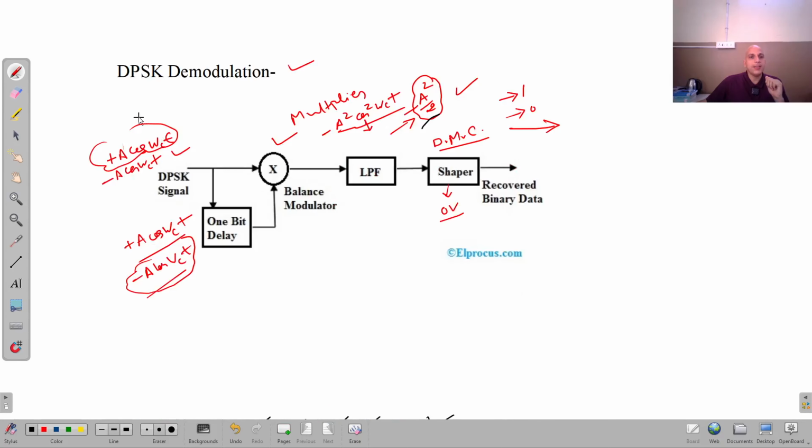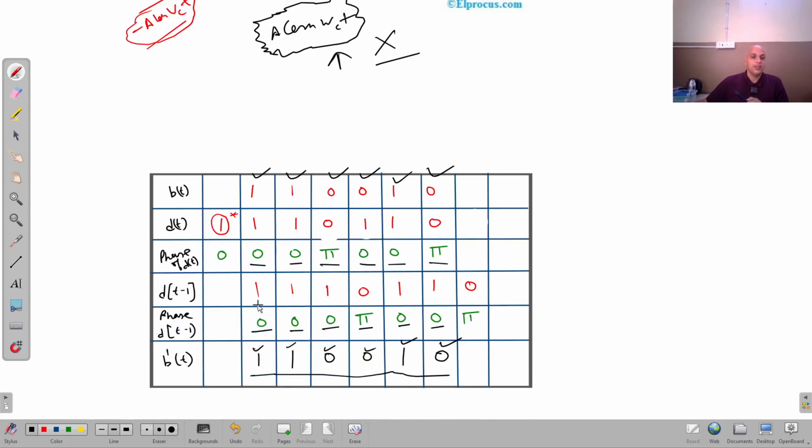So in DPSK demodulation, it is very clear that there is no need of using a coherent detection method, or we don't require a cos omega c t, right? That was the carrier wave of high frequency used at the time of modulation. So there is no need of it, right? This incoming bit stream is recovered in such a way that we can do it without taking into account the high frequency carrier wave. So this is the way of recovering this information.